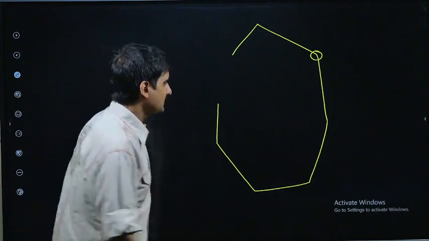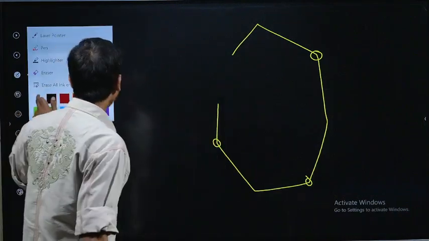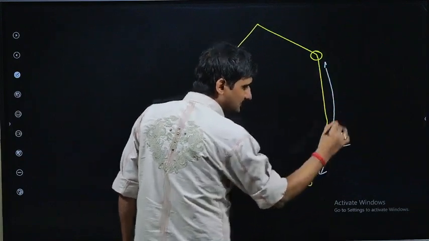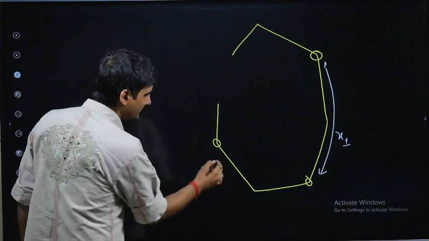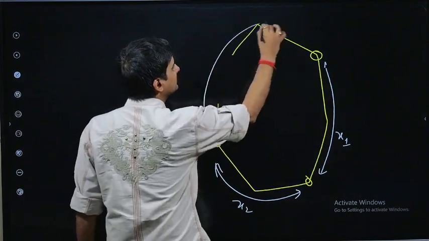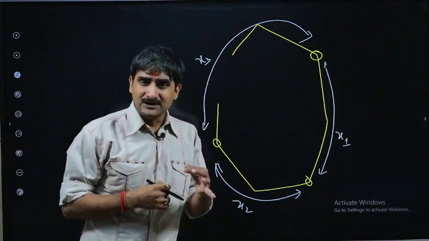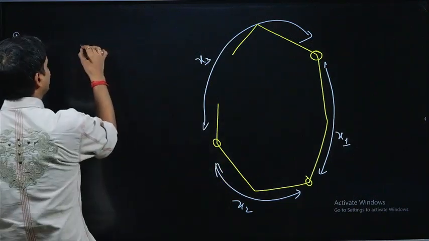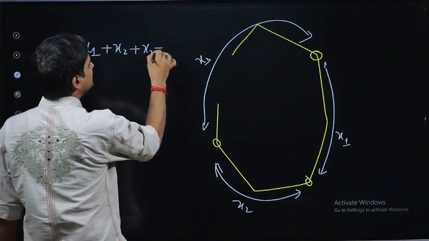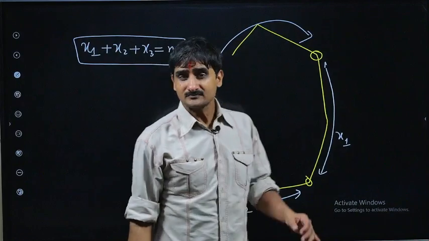So I said, okay, randomly let us select 3 points. Now if I say that between these 2 points there's a gap of x1 vertices, between these 2 points a gap of x2 vertices, and between these 2 points a gap of x3 vertices, what should be the sum of x1, x2, x3? The sum of x1, x2 and x3 should be n minus 3.